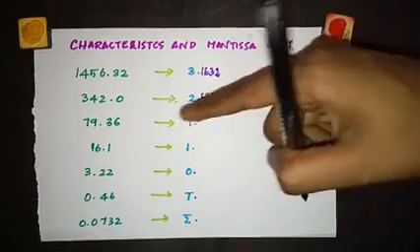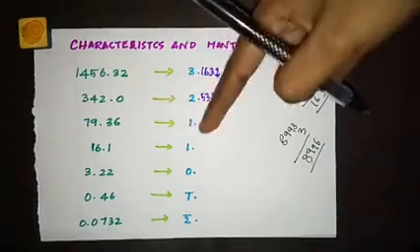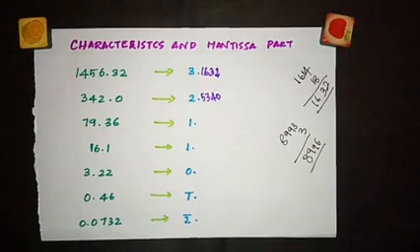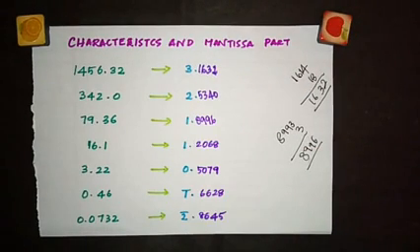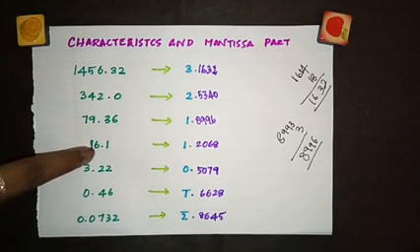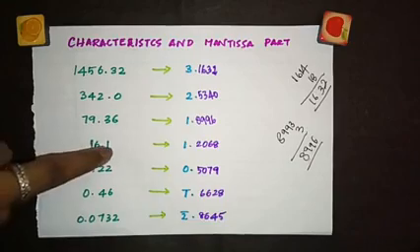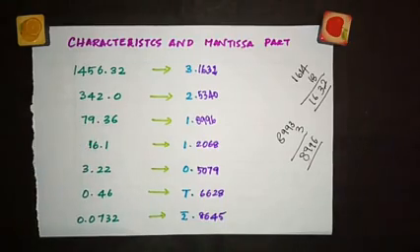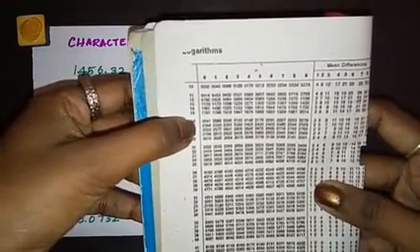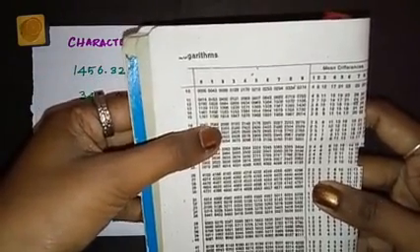So what is the log value for 79.36? It's 1.8996. Now let's try the log values for other questions. Now with this 16.1, so what you will do, 16 and 1. So look into the log table. Where is 16? 16 is here and 1 is here. So the value is 2068.